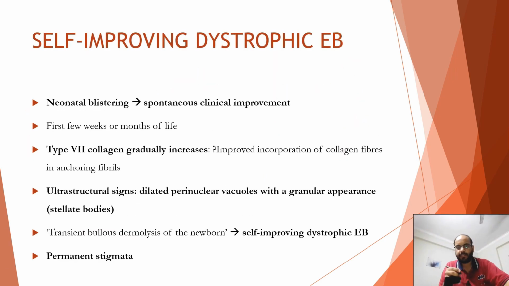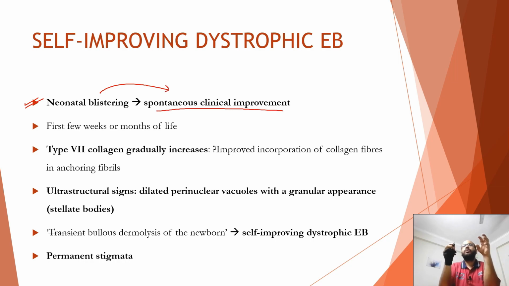Self-improving dystrophic EB. This is another subtype of dystrophic EB. Do not worry about how to remember the subtypes. I will give you again a mnemonic to understand. So in self-improving dystrophic EB, you have neonatal blistering. So there's blistering in the neonatal period. And as the child progresses, there's spontaneous clinical improvement.